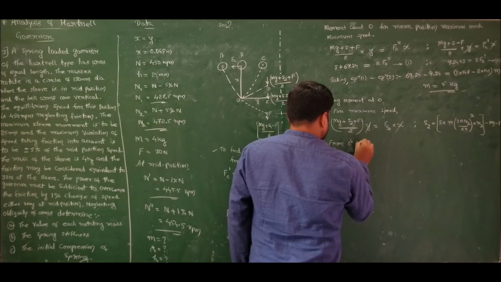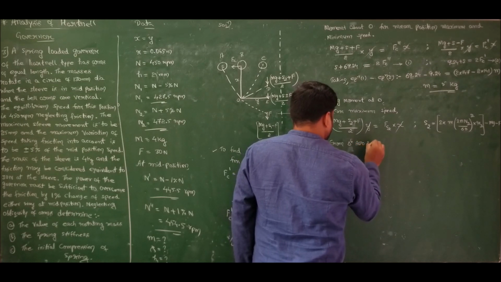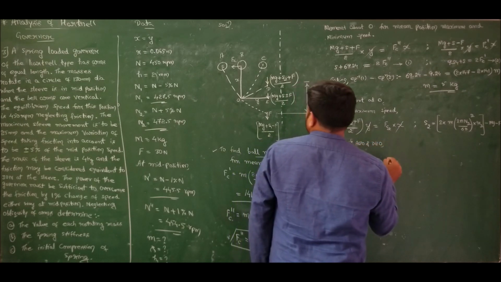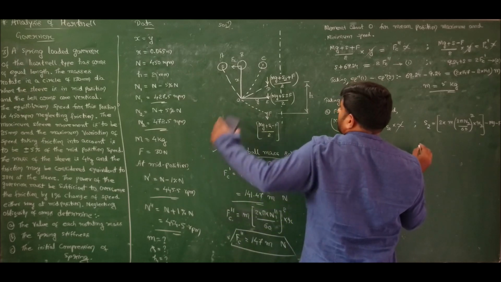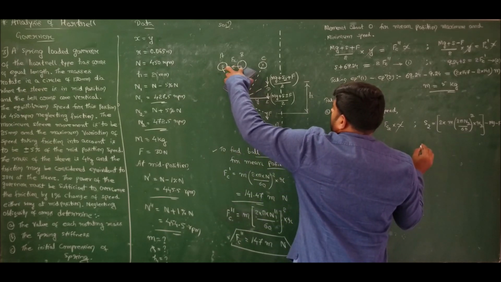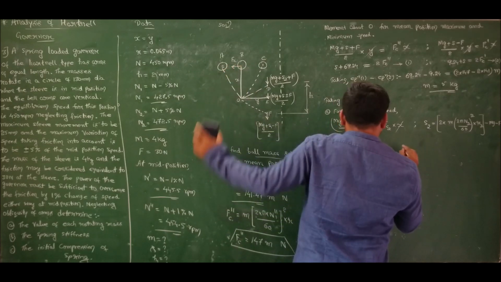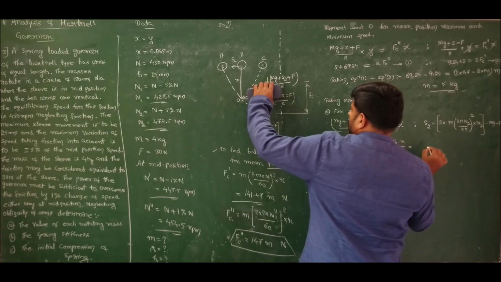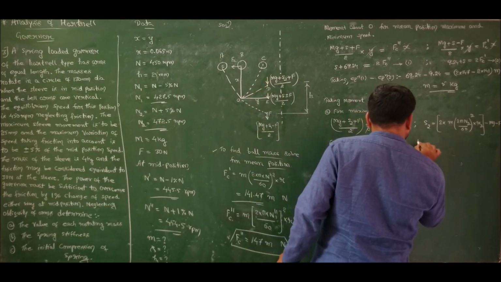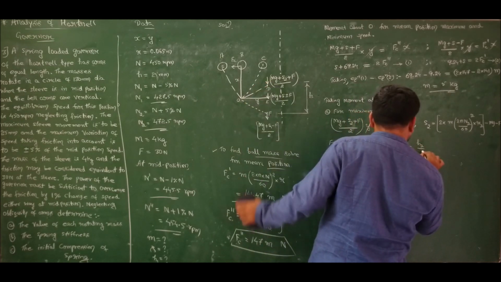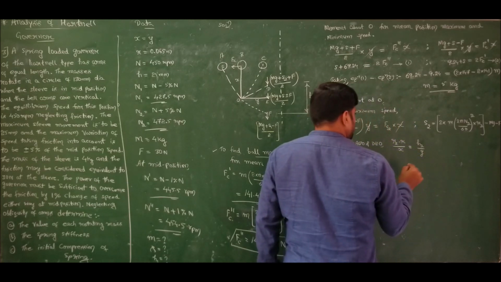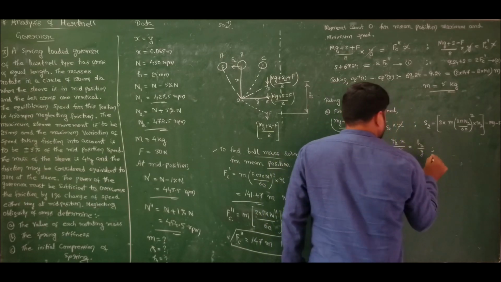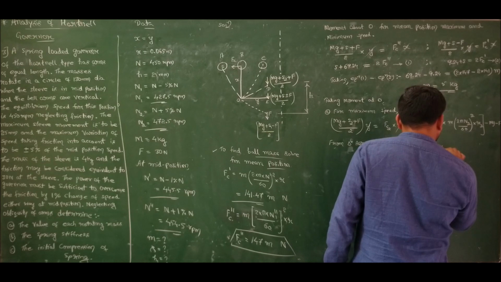From triangles ABO and DEO, I can write: how much is AB? AB is R2 minus R. R2 minus R by X will be equal to H2 by Y. So you know all the values, find the value of R2.